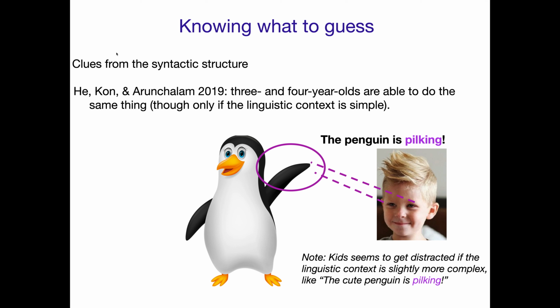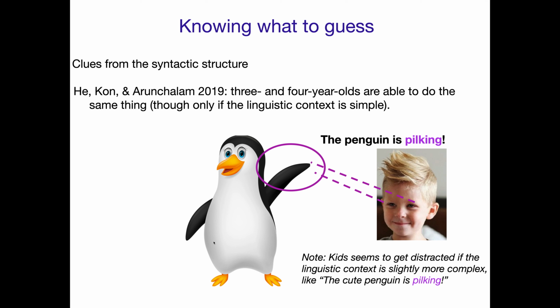We know that syntactic structure can be quite informative, certainly for adults, for figuring out what a new word like pilk, for example, might mean. So how good are kids at using the syntactic structure to figure out what part of a visual scene to focus on? It turns out that 3 and 4-year-olds are able to do the very same thing of using the syntactic frame, the syntactic structure, the syntactic context, though only if the context is fairly simple.